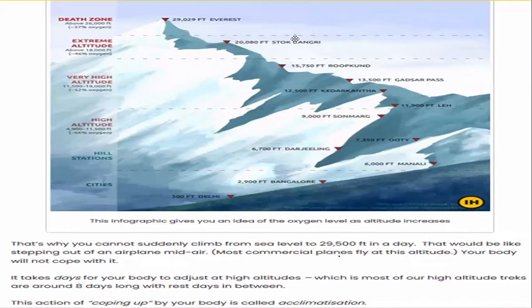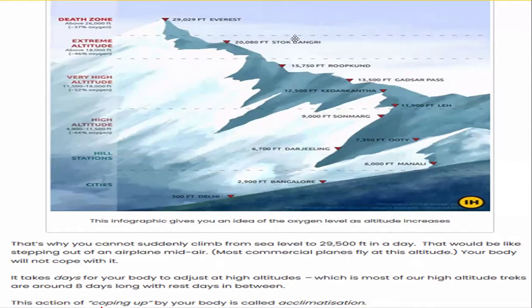That's why you cannot suddenly climb from sea level to 29,500 feet in a day. That would be like stepping out of an airplane mid-air. Your body will not cope with it. It takes days for your body to adjust at high altitudes, meaning it takes days for acclimatization, which is why most of our high altitude treks are around 8 days long with rest in between.